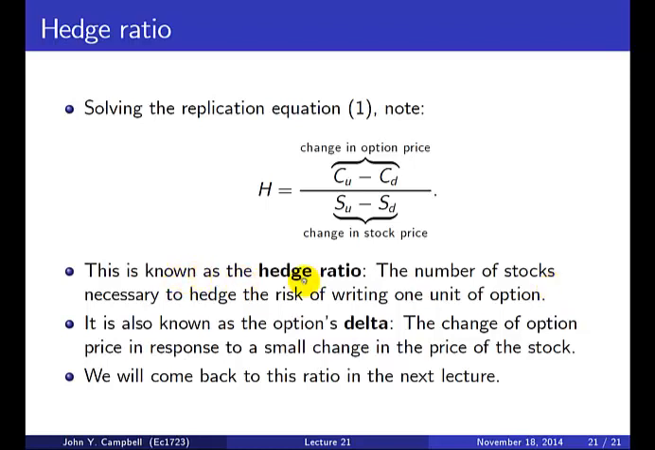Another word for this is delta. Option analysis often uses the names of Greek letters, so in this case delta. And the option's delta is the change of the option price in response to a small change in the price of the stock. And we're going to come back to this ratio in the next lecture.